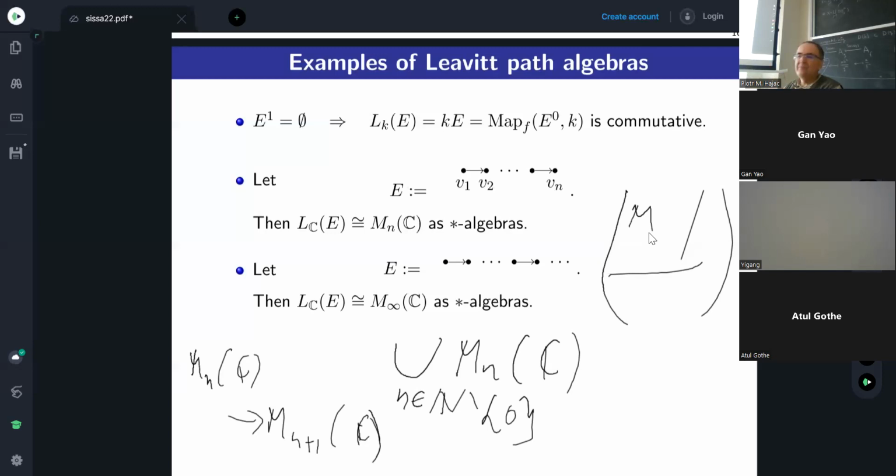And of course, we multiply them, because for two matrices of arbitrary but finite size, you find the biggest common denominator, and then you multiply. It's no problem. And as a star algebra, it's obviously non-unital. I mean, there is a unit, but it's in the multipliers.